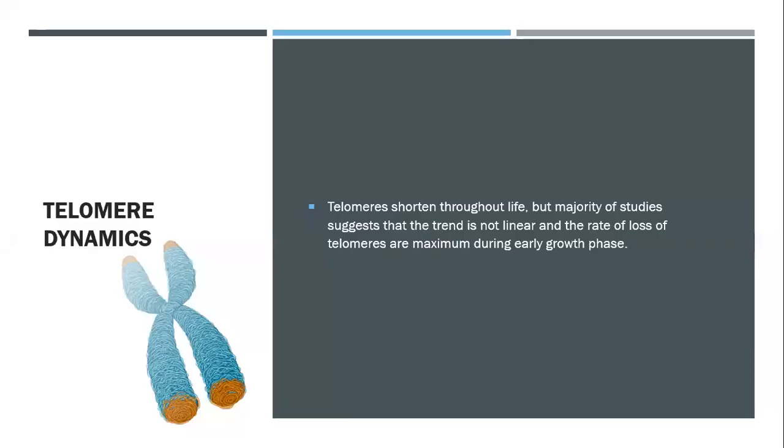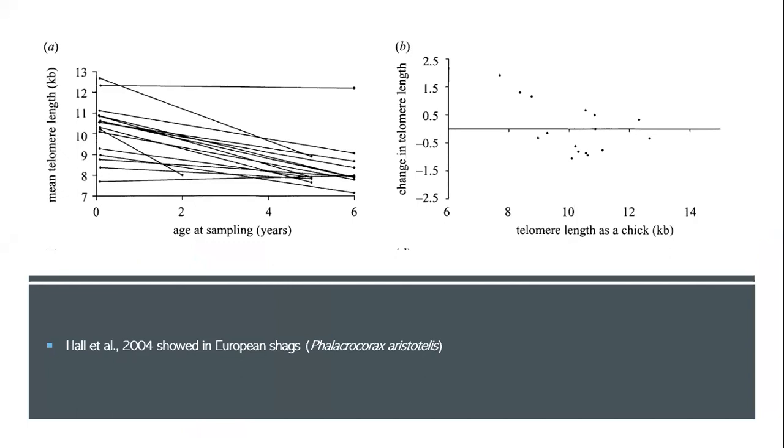Also, telomeres shorten throughout life, but the majority of studies suggest that the trend is not linear and it could happen anytime during life. But similar to the growth period, it is shown that it is usually maximum during the early growth phase. For example, Hull et al. 2004 showed, in European shags, an overall trend of decrease in mean telomere length between years, when they measured the telomere length from day 0 to day 2, 4, and 6, and so on.